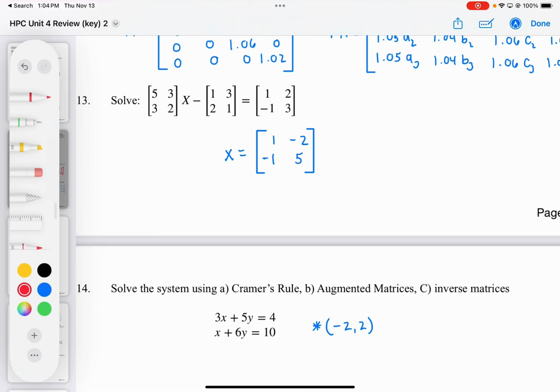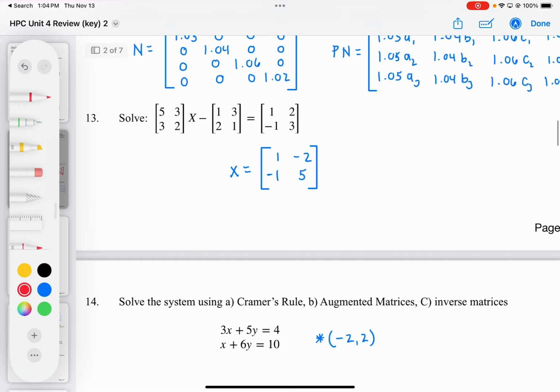Okay, let's talk 13. So with 13, we want to solve this, and we're going to use inverse matrices to do this. So let's actually do this one together, okay? All right, so for the first part, I've got a matrix multiplied by x, and then subtracting another matrix equals the value that's all the way to the right. What am I going to do first? Charlie?